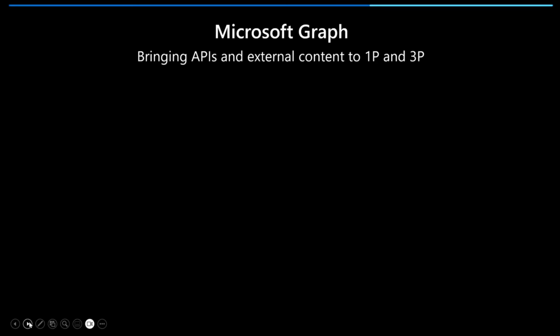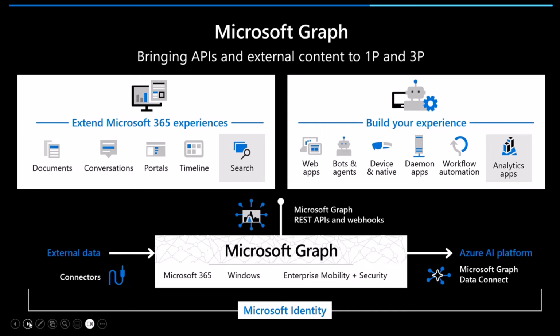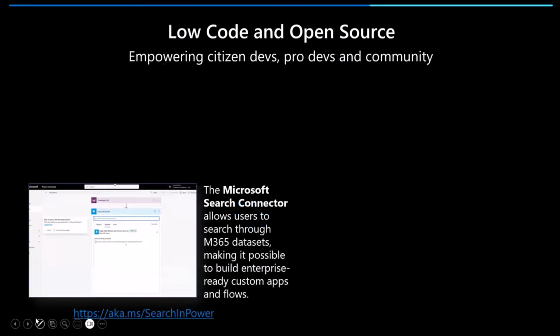On our pro code side, we have our Microsoft Graph, which is a way to bring APIs and any external content to 1P and 3P. You can extend your M365 experiences and build your own experiences, all using Microsoft Graph. You can also bring in any external data using connectors. This is more of our pro code side of what our team works on, and these solutions are catered to you to search through your data.